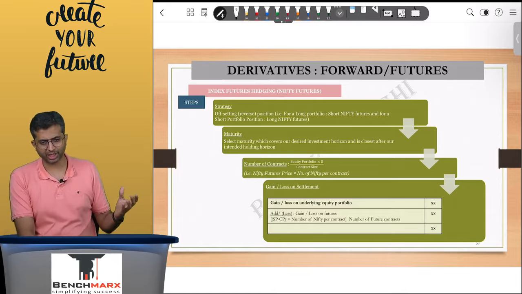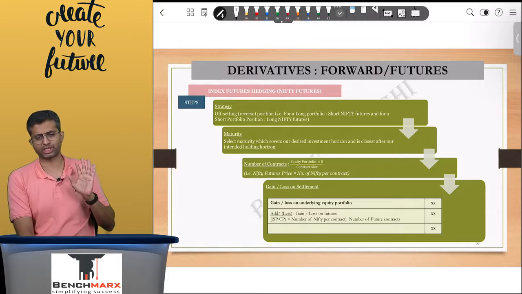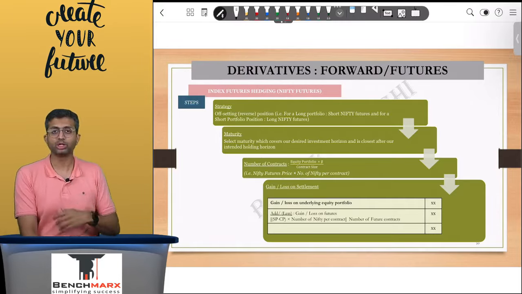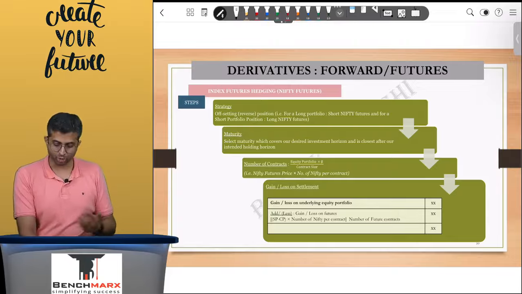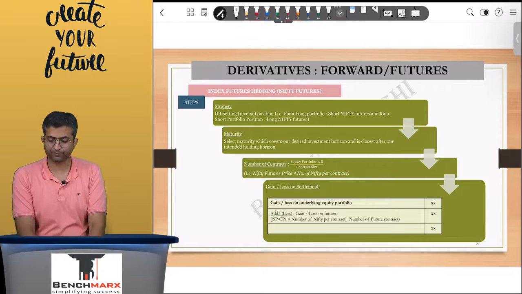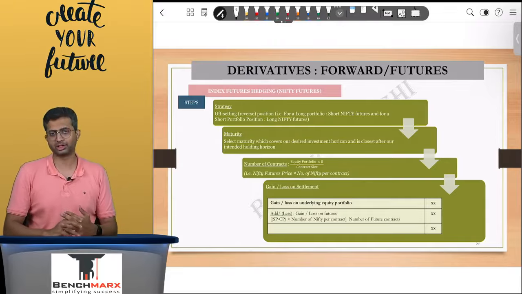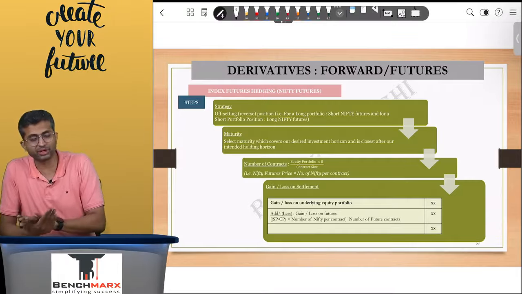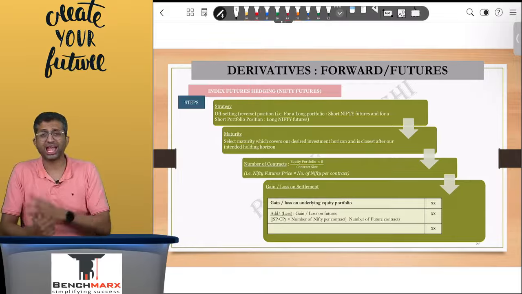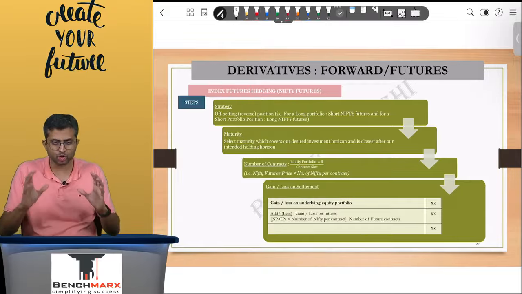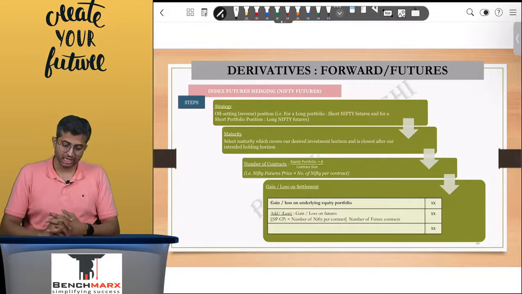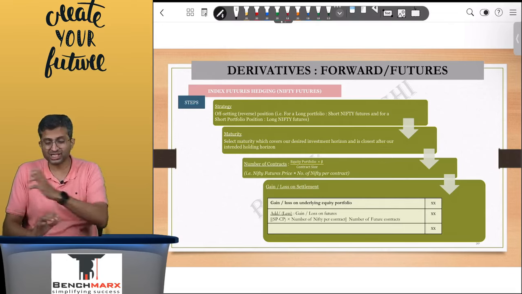You take the selling price per Nifty minus the cost price per Nifty into the number of Nifties that you have entered into in the contracts that are there. So there may be 200 Nifties in one contract, and you might have entered into 1000 contracts. So that together will give you the gain or loss on settlement. So over here, this is for index futures hedging.